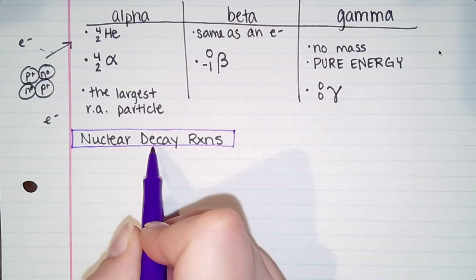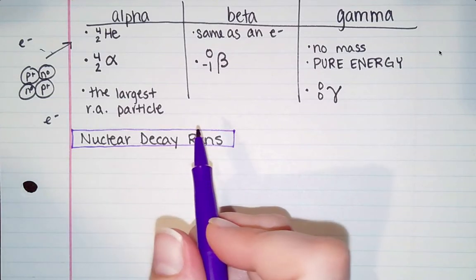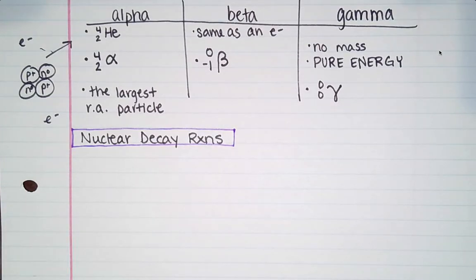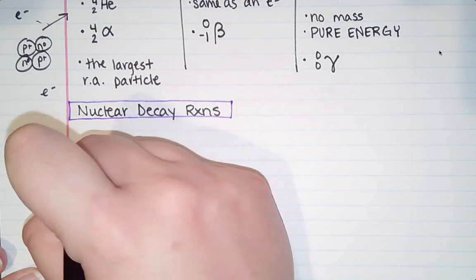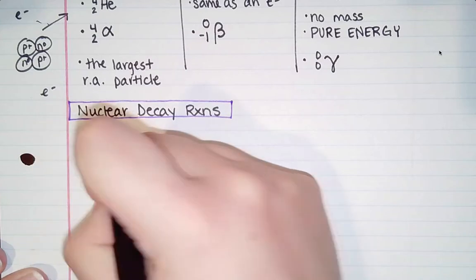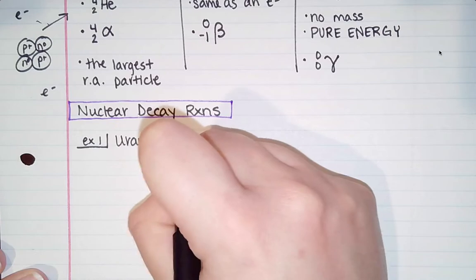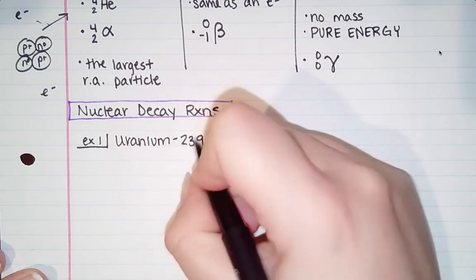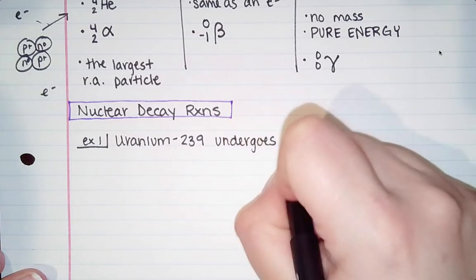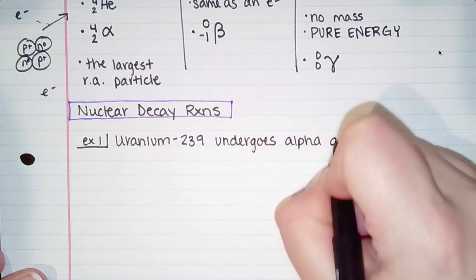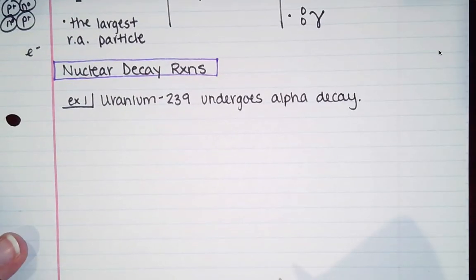We call these decay because the nucleus is spitting out these particles, getting smaller. It is decaying away. So example 1. The problem would read, uranium isotope 239 undergoes alpha decay. And we're supposed to write the reaction.